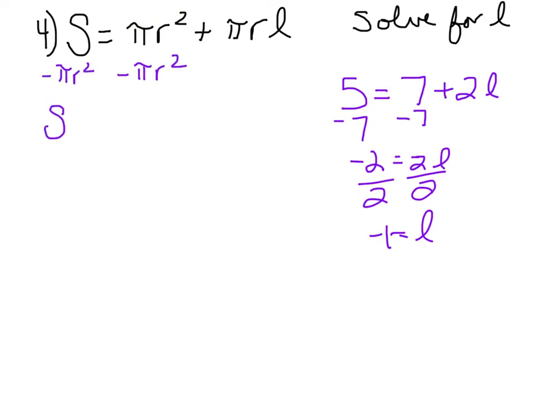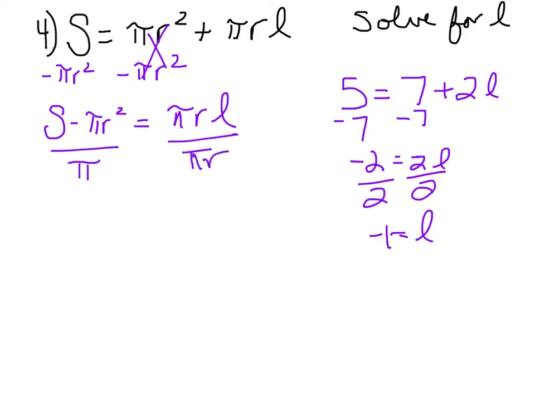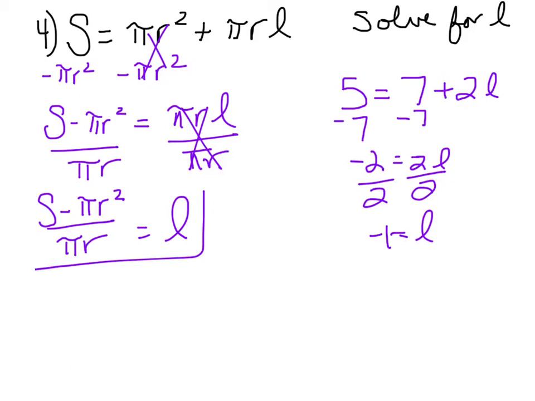So you're going to get s minus pi r squared equals pi rl, because that canceled. Now I have to undo multiplication. How do you get rid of times pi r? You divide by pi r. And that's your answer. The pi r cancels. You're left with L equals s minus pi r squared divided by pi r. That's your answer. You're done.